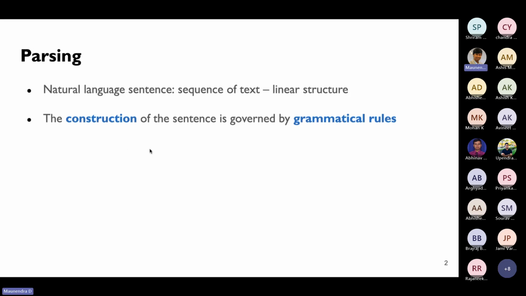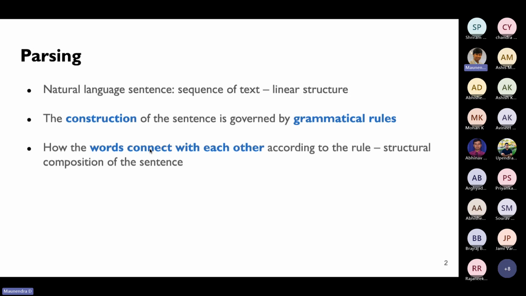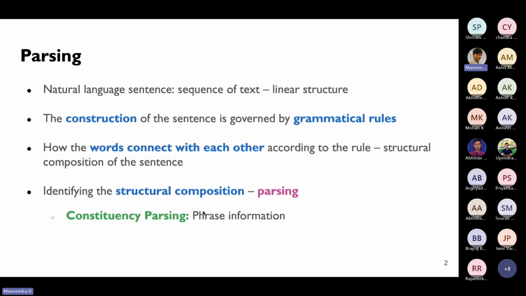So construction of a sentence is governed by grammatical rules and how the words connect with each other according to the rules. So the structural composition of the sentence is given by parsing. There are different types of parsing. One is constituency parsing, which gives us the phrase information. In a sentence, there are multiple phrases. So how those phrases are there, from where to where will be a specific phrase according to grammatical rules, and how these phrases are connected together to give the final appearance of the sentence. So that is given by constituency parsing.